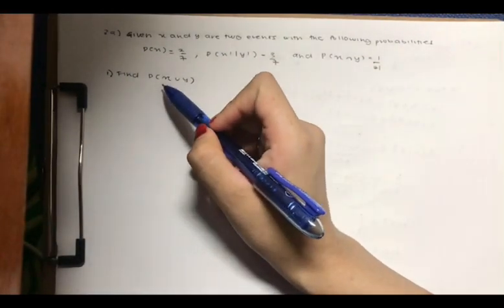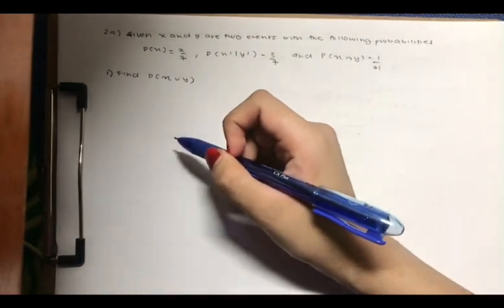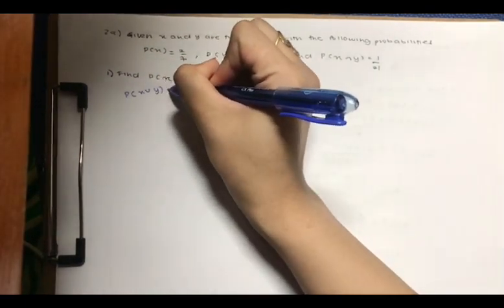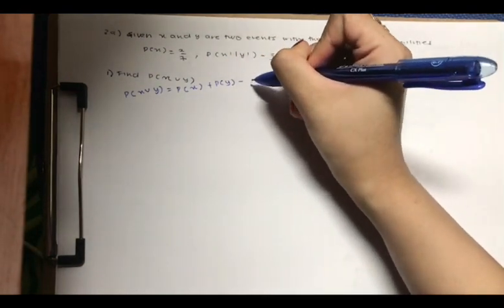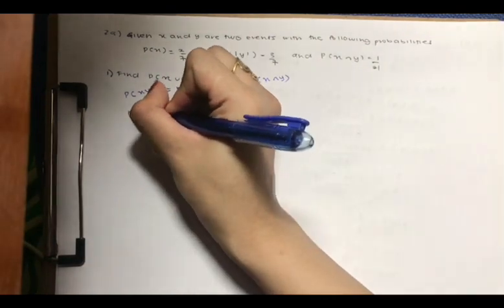Okay, for question 3A, the question is to find P(X union Y). The first thing we should do for these questions is find the probability of Y. P(X union Y) equals P(X) plus P(Y) minus P(X intersection Y). This is the formula. So we continue.